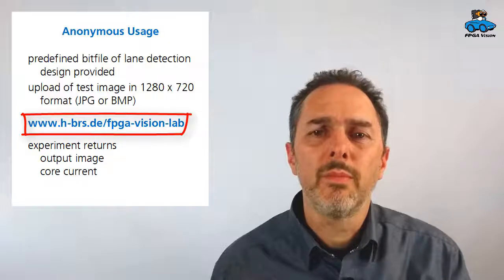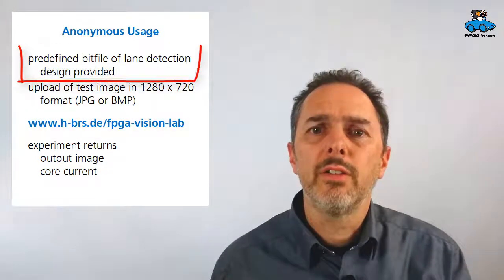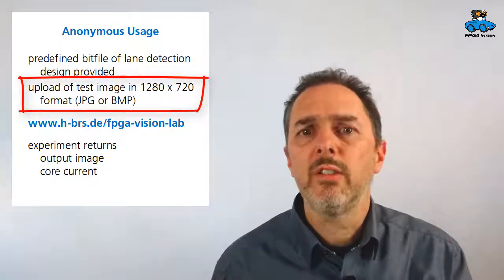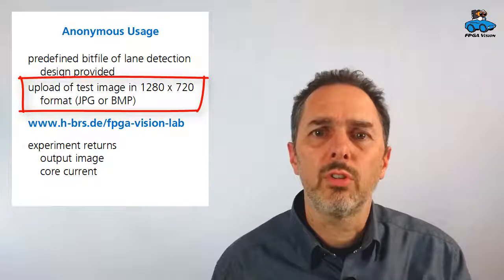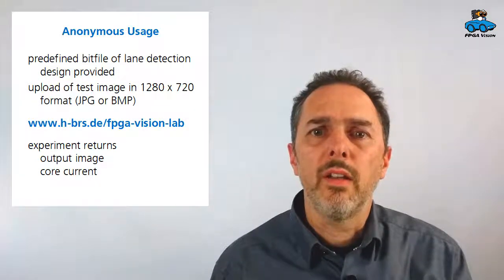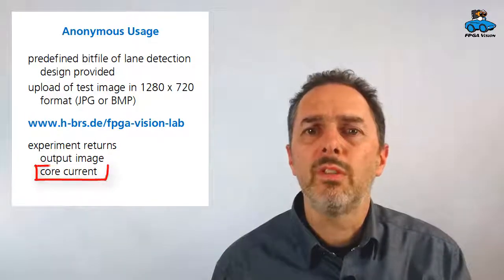You can find the access to the remote lab on our website, and without logging in, you can also use it and use a predefined bit file and upload a test image you would like to process. So it could be the road in your hometown. You then get as a result the output of the FPGA and the measurement of the ampere meter.